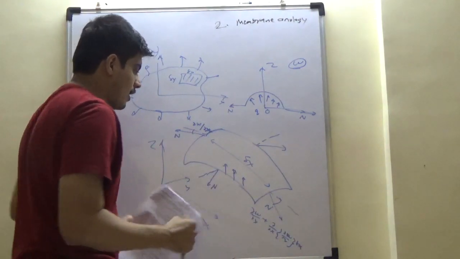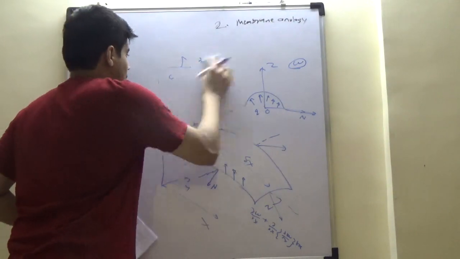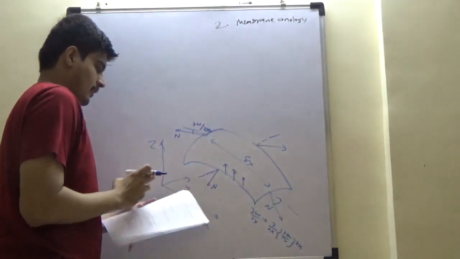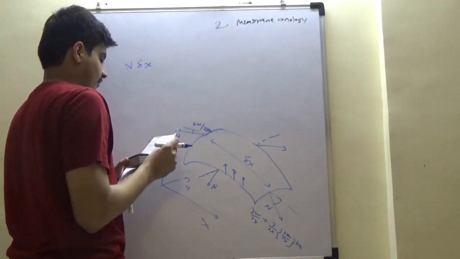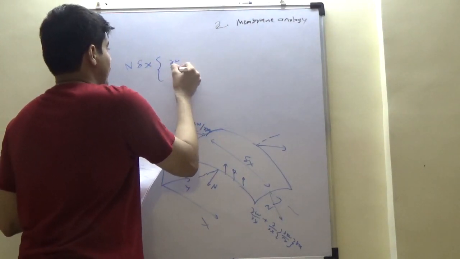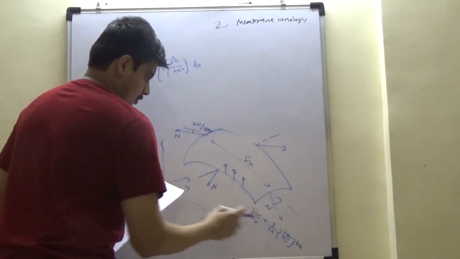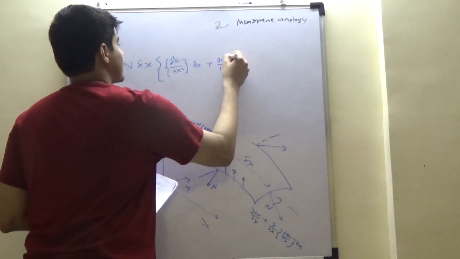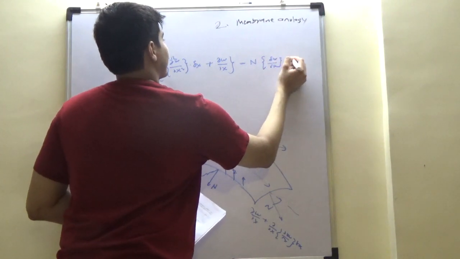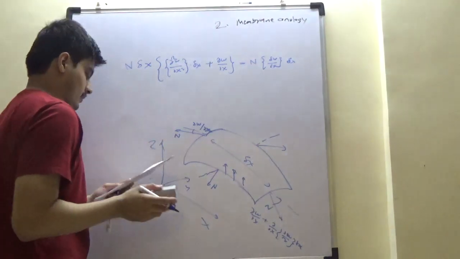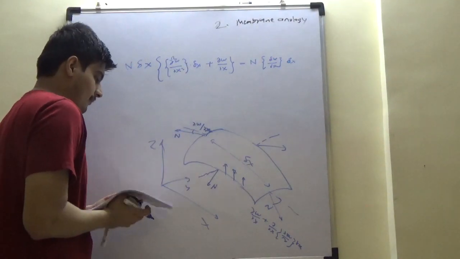And now, therefore, in the x-axis direction, if I start writing the equations of equilibrium, what I am going to see is N delta Y times del W by del X plus del square W by del X square into delta X, minus N times del W by del X into delta Y, because that is the total load condition.